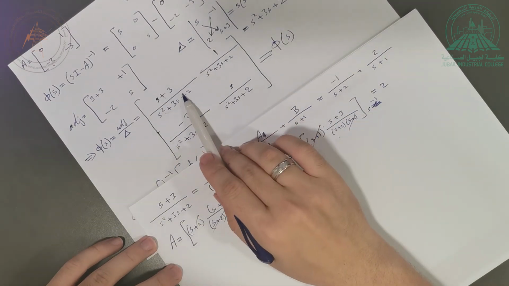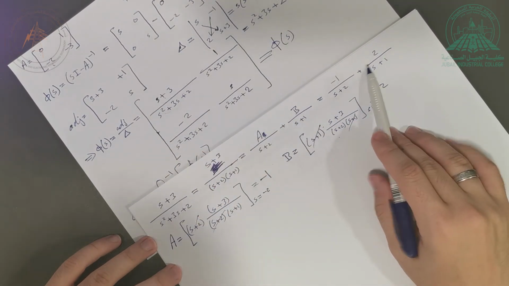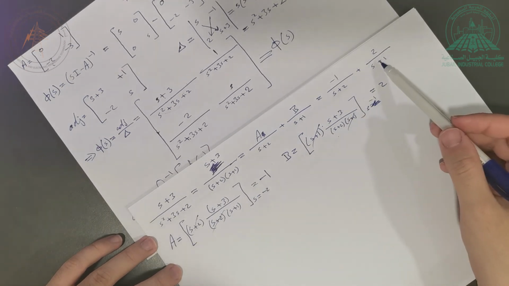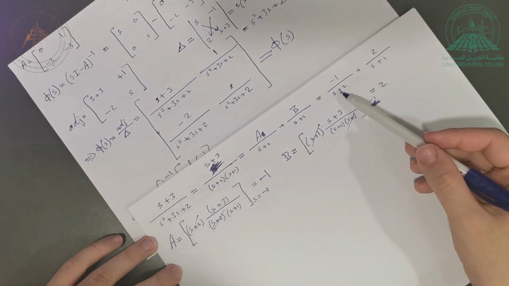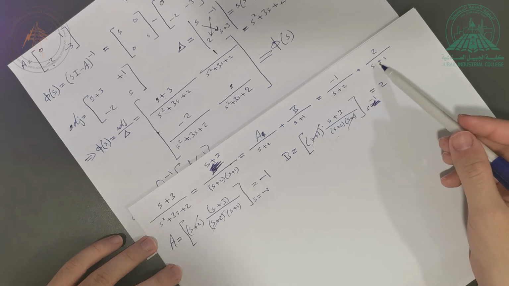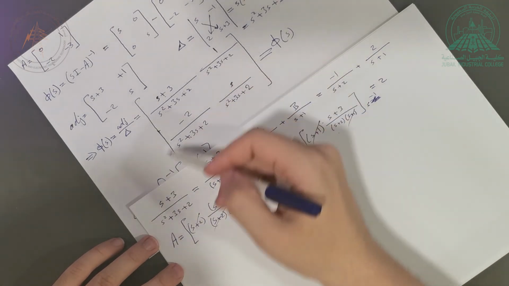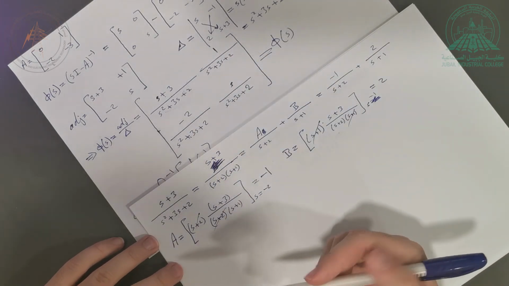I found what this is, so I can easily know the inverse Laplace transform of this, very straightforward. This is going to be −e^(−2t). This is going to be 2 multiplied by e^(−t). We're going to do that, but let's get the other elements here.